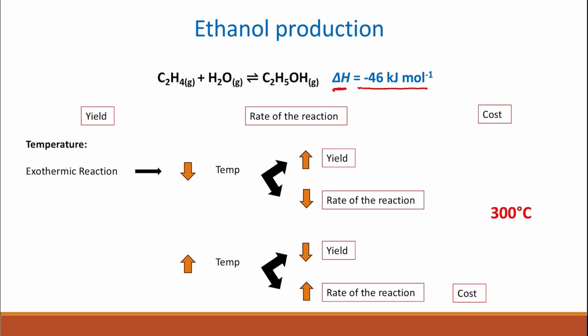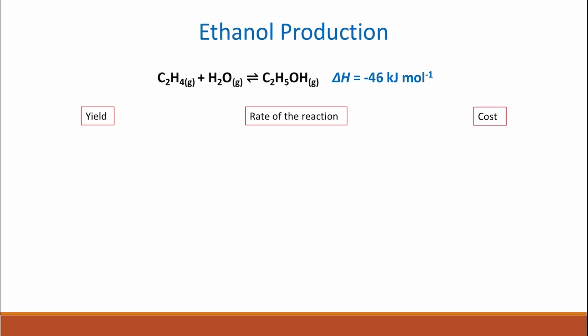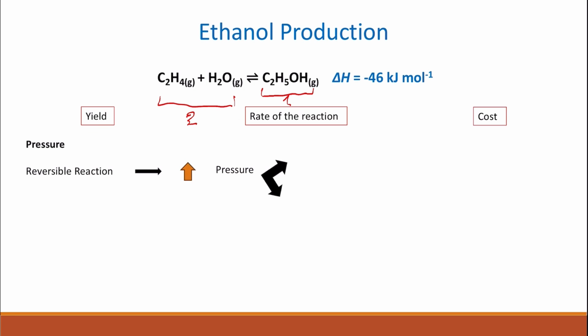So to compromise, the optimum temperature here is 300 degrees, and this is going to be a compromise between reasonable yield and faster reaction. Then let's have a look at the pressure. You can see that there is only 1 mole of products and there are 2 moles on the left-hand side for the reactant. So if we increase the pressure, we will increase the yield because the position of the equilibrium will be shifted towards the right, toward formation of more of the product.